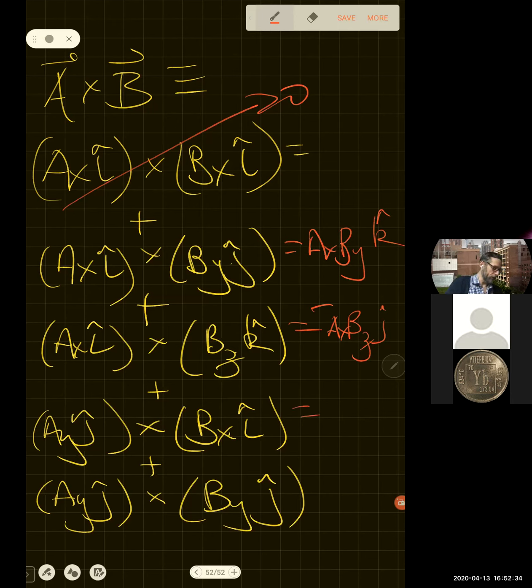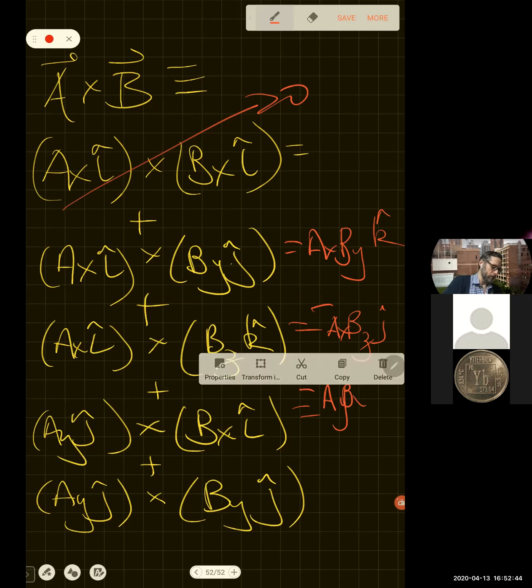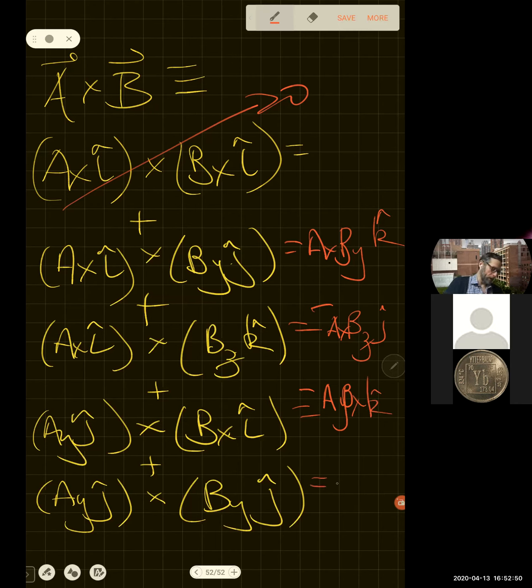Then this is J cross I. I cross J is K, so J cross I is negative K, so you get negative AY, BX, K. And this one is J cross J, that's zero. Okay, so out of those five terms, three came up. I'm not gonna rewrite them yet. I'm gonna finish the last four.